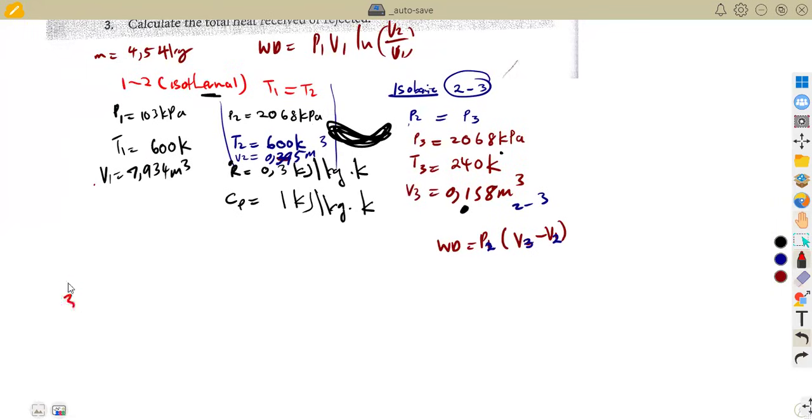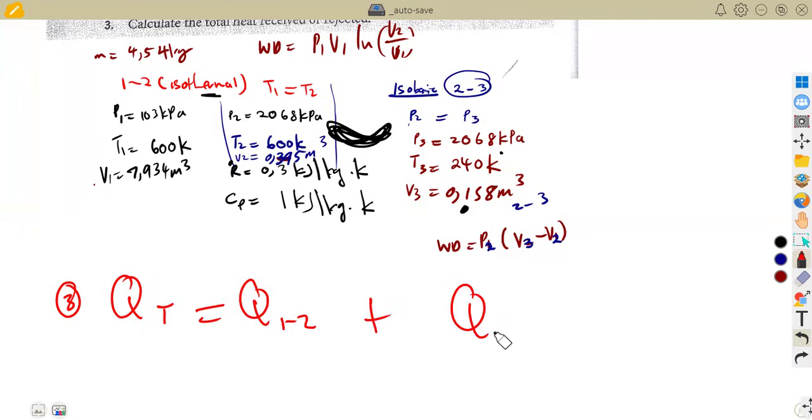To find the total heat being added or rejected, we need the Q that is between the stage 1 to 2, which is the isothermal, plus the Q between the stage 2 to 3, which is the isobaric. That is the consideration. So how do we calculate Q under an isothermal process?